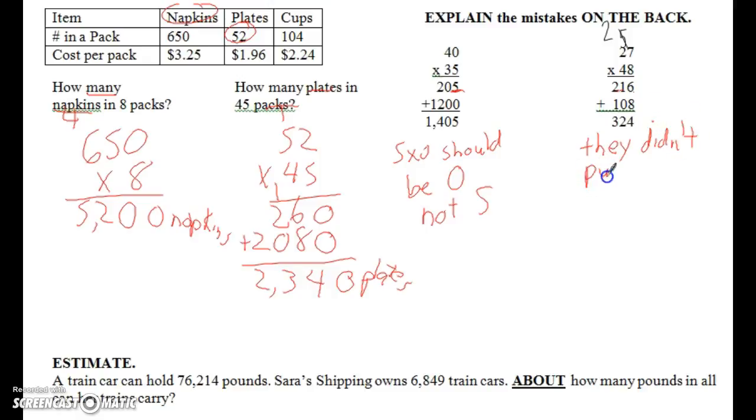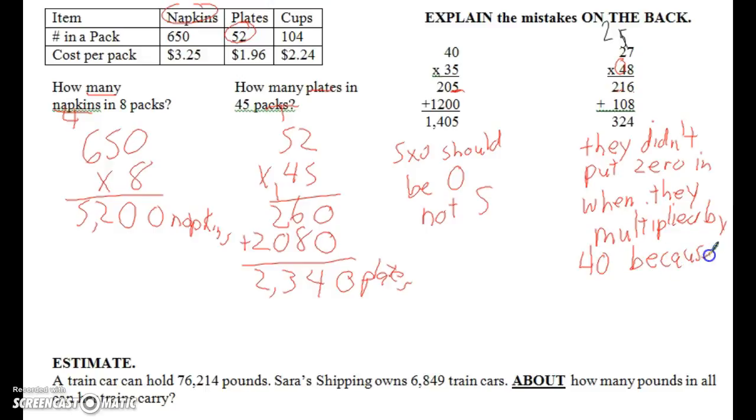They didn't put a 0 in when they multiplied by 40 because the 4 is in the tens place. And if it is, then that makes the number we're multiplying by here really 40, which is why I should have a 0 there, and then the 8 and the 0 and the 1 would have all been scooted over one place.